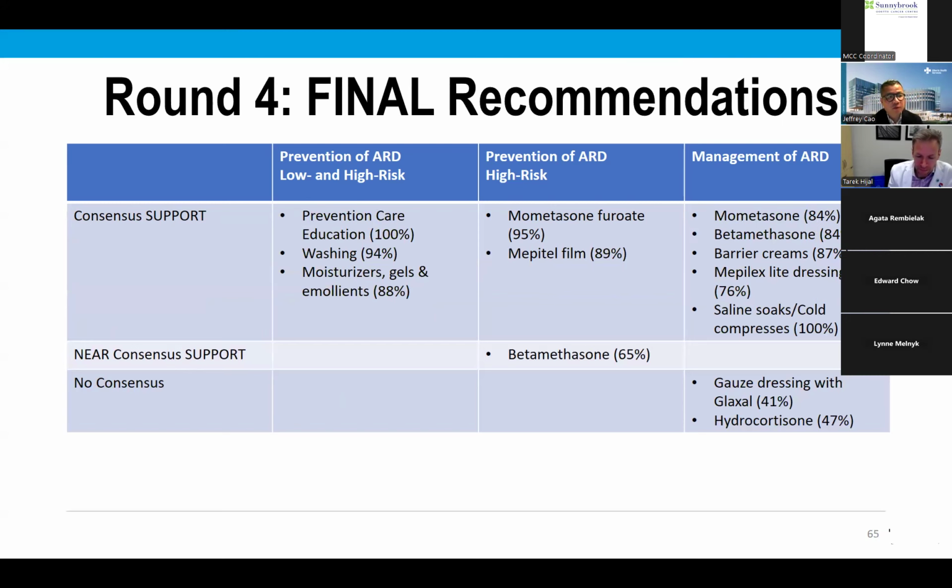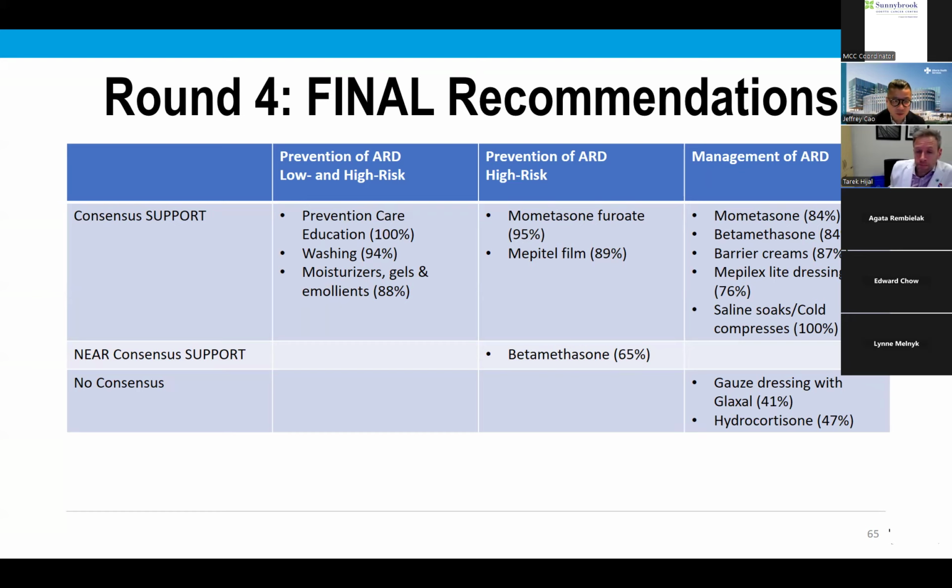So these are the final recommendations in totality. So there was consensus for washing, consensus for moisturizers, consensus for prevention care education in both the low and the high risk setting. There was consensus for mometasone and Mepitel for the high risk setting, and for the management of dermatitis, all the two major steroids, mometasone and betamethasone, barrier creams in general, Mepilex Light, which is again a distinction between Mepitel film, and then saline soaks and cold compresses.